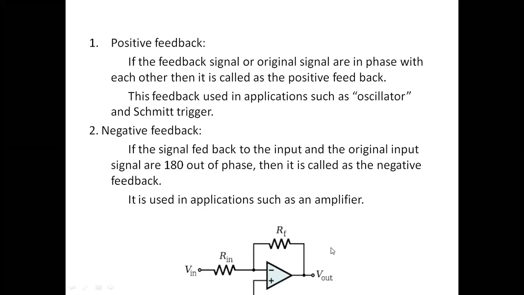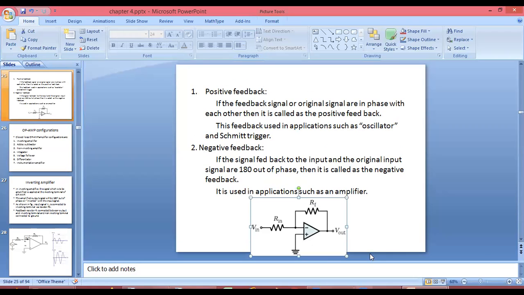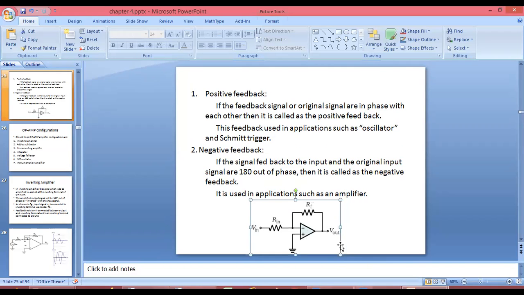Here we can call this type of amplifier a negative feedback amplifier, because the feedback signal and the original input signal, the one here and the one coming from the output, will be 180 degrees out of phase. So we can say that this type of feedback is negative feedback. In applications, you can take the amplifier, because the amplifier is using negative feedback. So the application is the negative feedback amplifier.